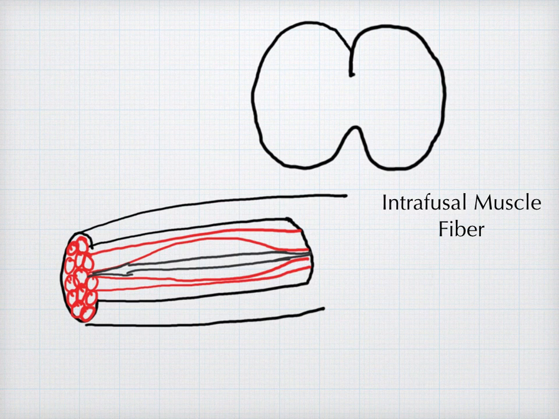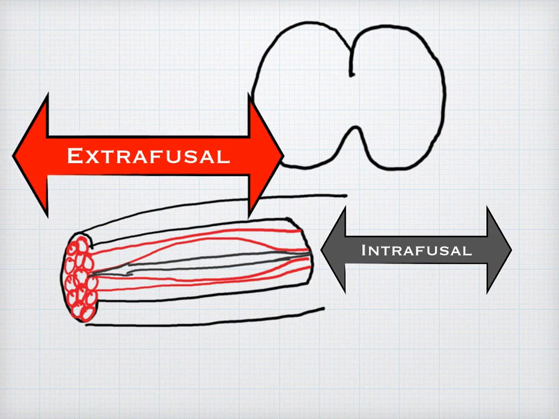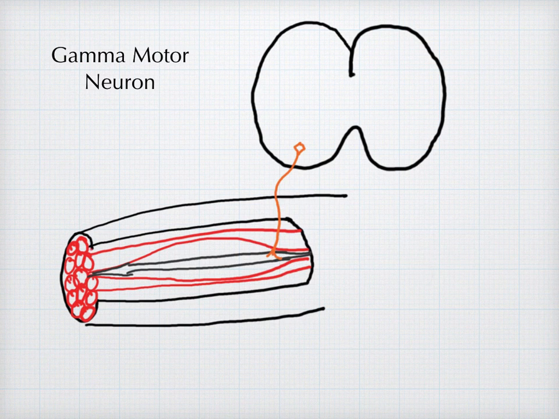There are also fusiform or spindle-shaped intrafusal muscle fibers that are parallel to extrafusal muscle fibers. Each end of the intrafusal muscle fibers is attached to extrafusal muscle fibers. This parallel orientation ensures that as extrafusal muscle length changes, a simultaneous change is experienced by the intrafusal muscle fibers. The length of the intrafusal muscle fibers is regulated by the gamma motor neuron.